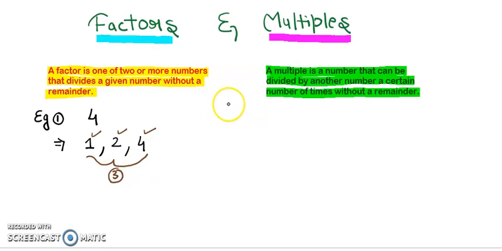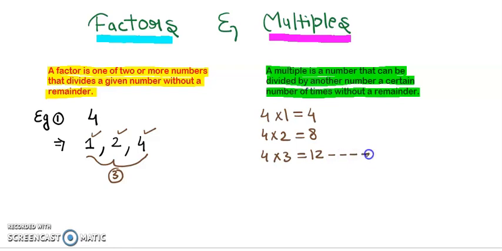Now let us talk about the same example for the multiples. If we talk about the multiples, my dear students, the multiples of 4 will just look like the table of 4. So you can write it in this way: 4 1s are 4, 4 2s are 8, 4 3s are 12, and it goes on forever and ever. By this simple example you might not be clear, so let us take one more example.